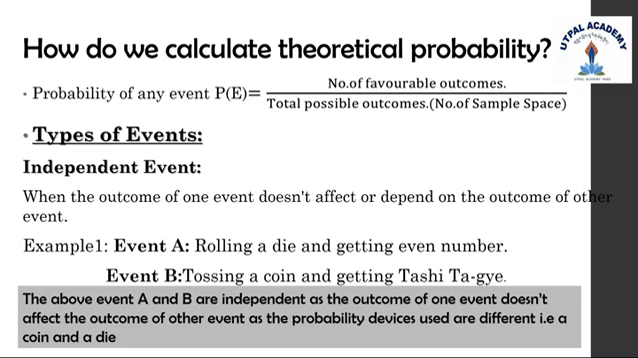The outcome of event A is not affecting the outcome of event B because the probability devices used are different, that is, a coin and a die. In event A, a die is used. In event B, a coin is used.